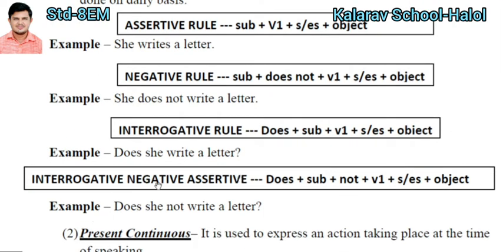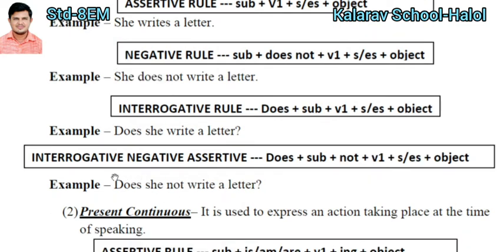Now the interrogative negative sentence. What will be the sentence formation for the interrogative negative sentence? Does, then the subject plus not plus the main verb, and lastly the object. Does she not write a letter? Not is there.